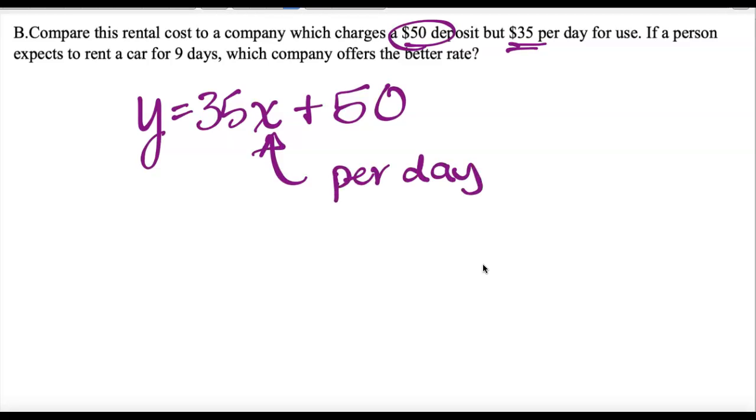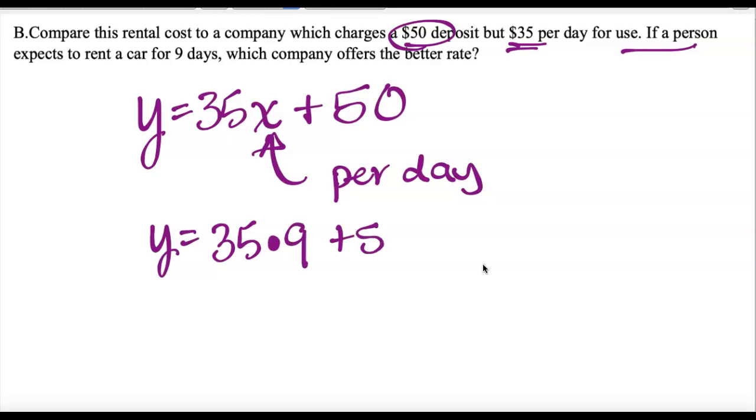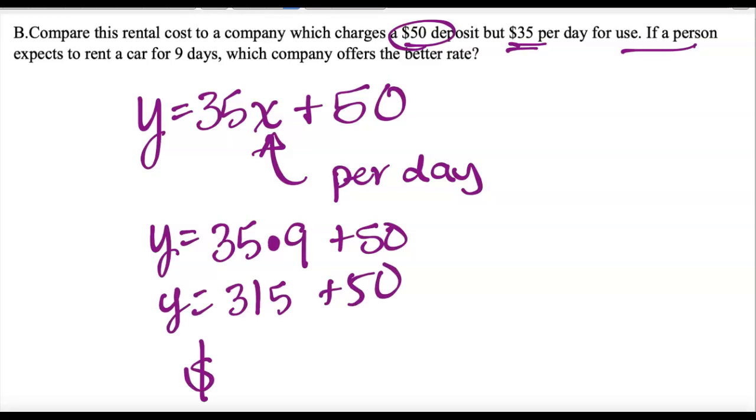There is a second part of the problem that's asking us to figure out, what if we rented that for 9 days? So if we rented that for 9 days, we would get 35 times 9, because we're renting it for 9 days, and each day is 35, plus 50. So this is going to be 315 plus 50. So the total cost would be $365.